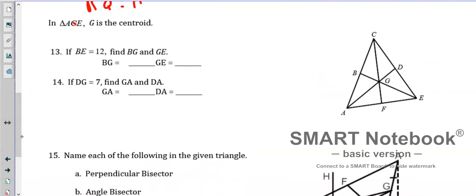All right, G is the centroid. So if BE is 12, that's the whole piece again. Then the small piece is 1/3 of that. So 12 divided by 3 is 4. The big piece is 8. What's it asking for? It's asking for BG, which is a small piece, and the big piece, which is 8. Okay. Then it says, if DG is 7, DG is the small piece, the big piece is 14, which is GA. And DA is the whole thing. 14 plus 7 is 21.